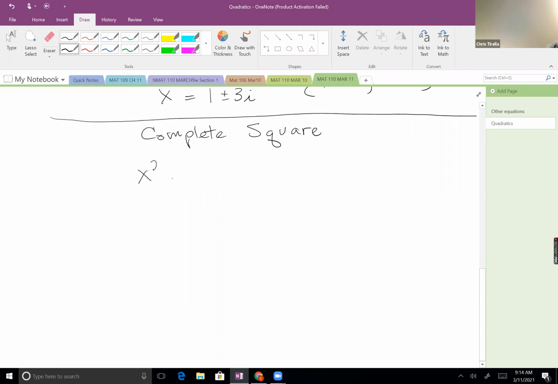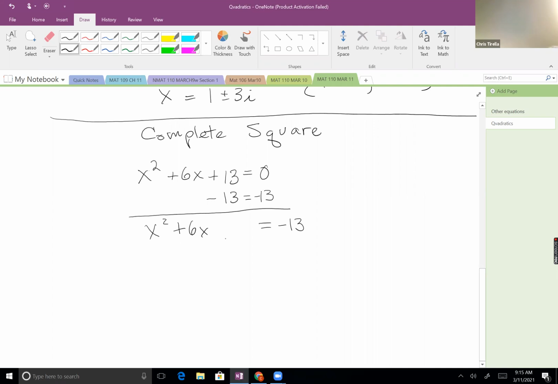Let's say I have, for example, x squared plus 6x plus 5. No, you know what? I'm changing my mind on that one. Let's say plus 13 equals 0. Again, first thing we want to do in completing the square is get that constant alone on one side. So this is the one method where we don't put it in standard form first, but rather we move the constant to the other side.